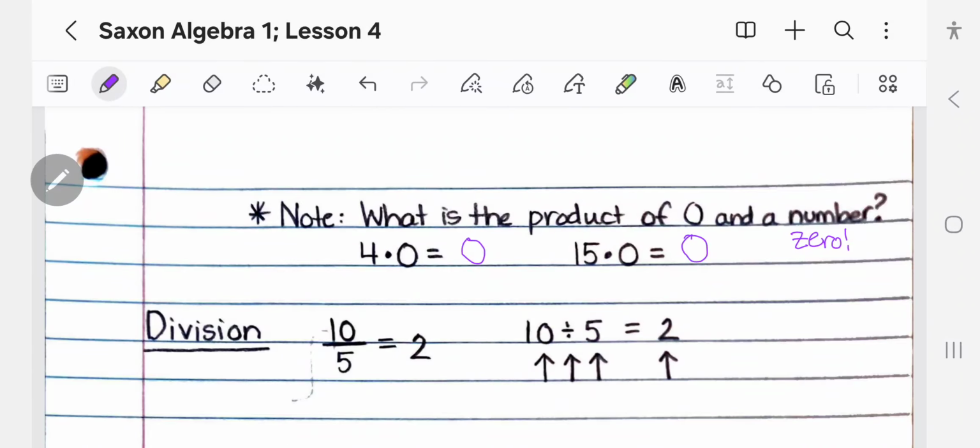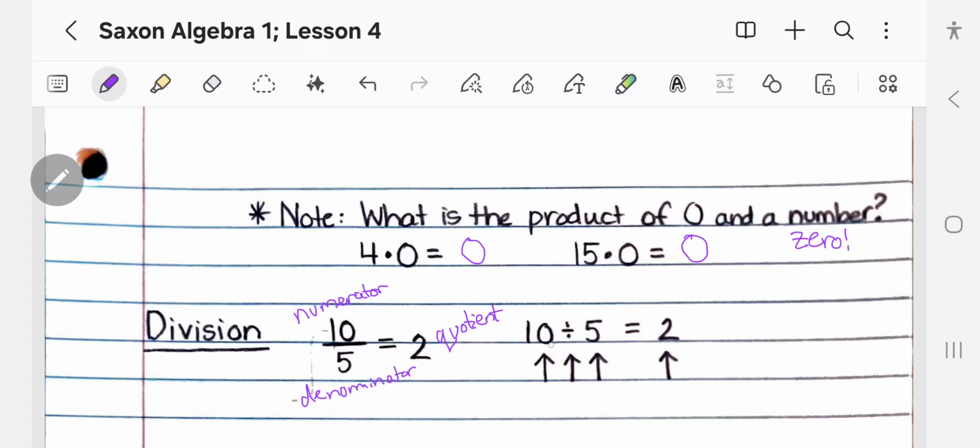And I think I mentioned this in the last video, different ways to write division. We can write it like a fraction here. 10 divided by 5 is equal to 2. And you know how to name the parts of this. You have a numerator, and you have a denominator. And then you have your answer to a division problem, which is a quotient.